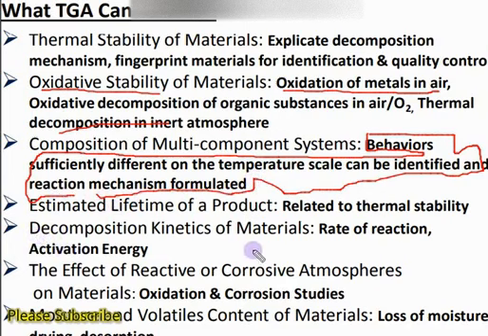Moving on, the lifetime of the product could be estimated using the TGA curve. Decomposition kinetics of material, rate of reactions, and activation energy could also be found out using TGA curves. These are all the information that could be extracted using the TGA curve, and we will discuss each and every case in the coming lectures. The effect of reactive or corrosive environment atmosphere on the material, oxidation and corrosion studies, and lastly moisture or volatile content of the material could also be identified using the TGA curve.